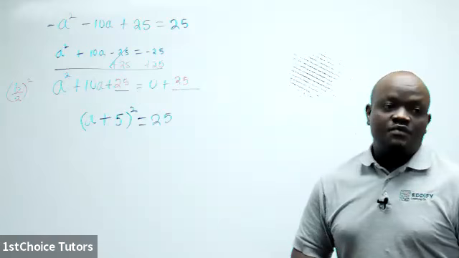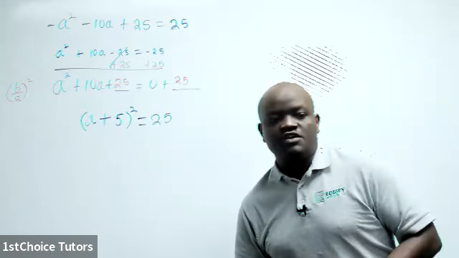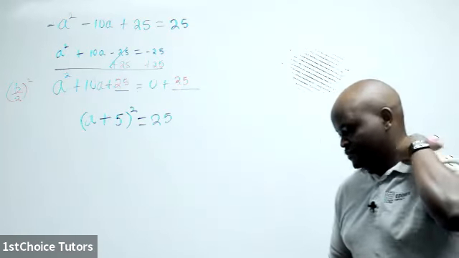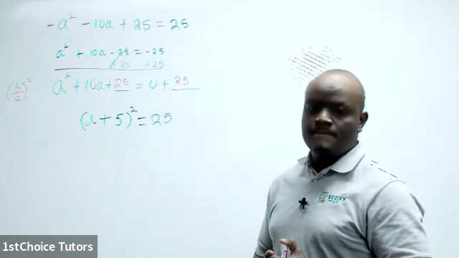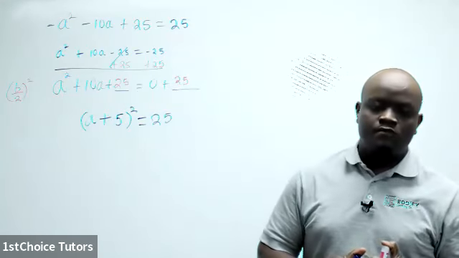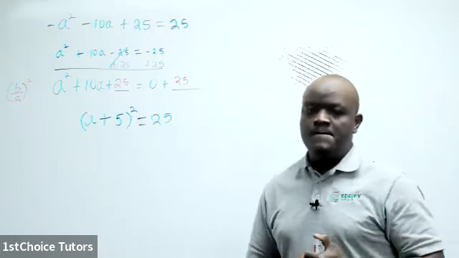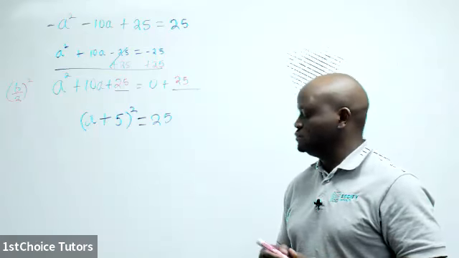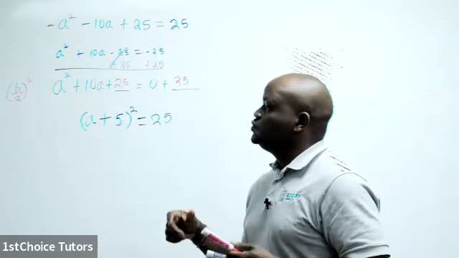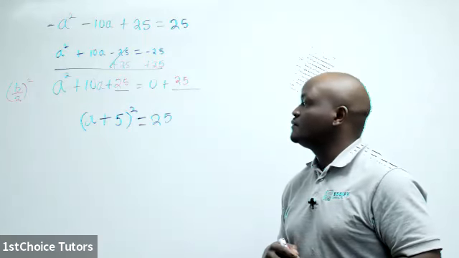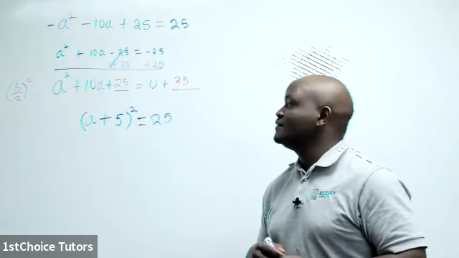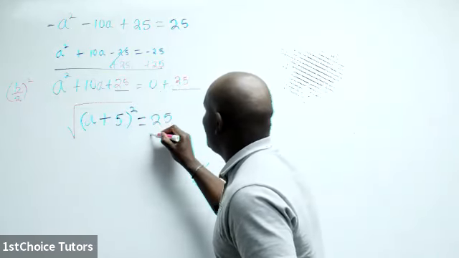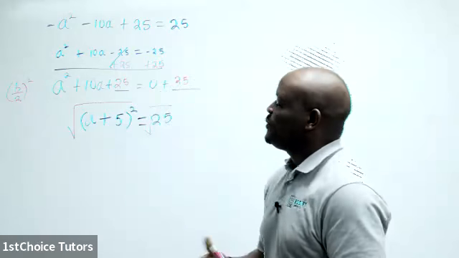Now we are on to the final step, which is solving using which method? The square root method. Let's go for it. So we have a plus 5 squared equals 25. What did you do? We took the square root. Yes, we take the square root of both sides.